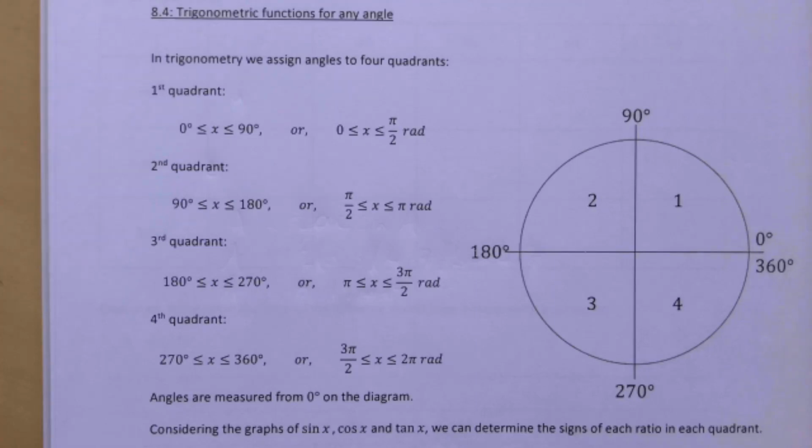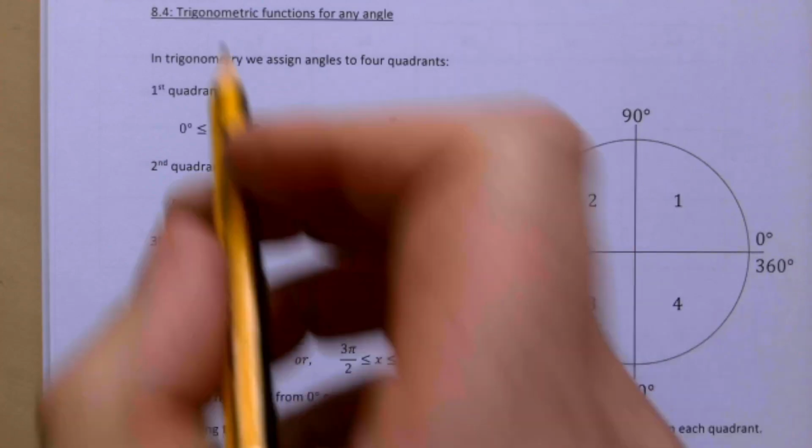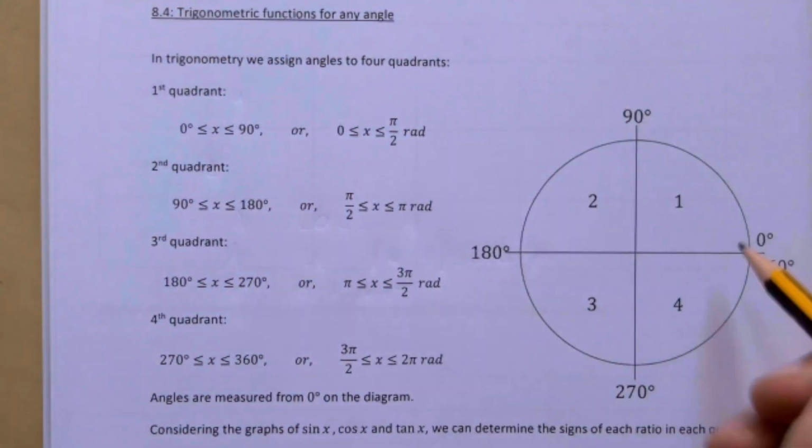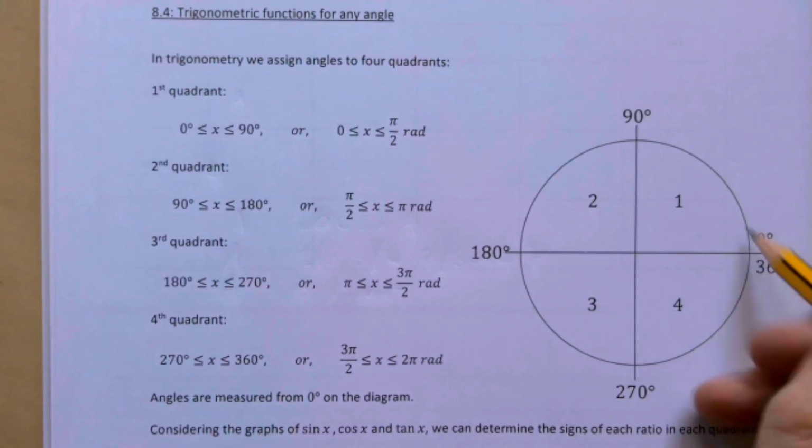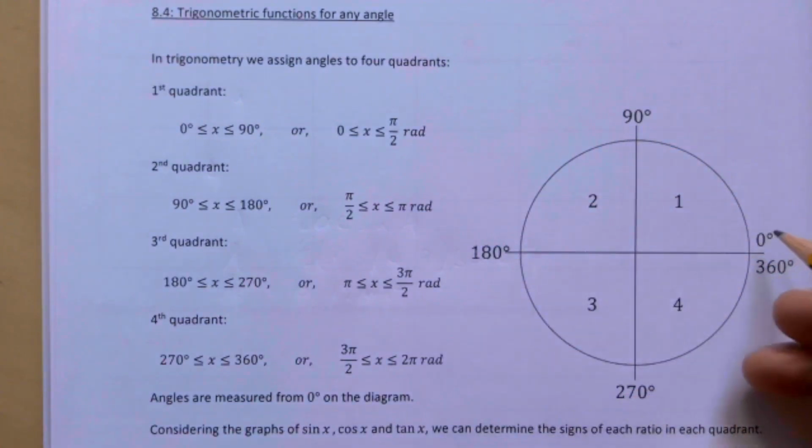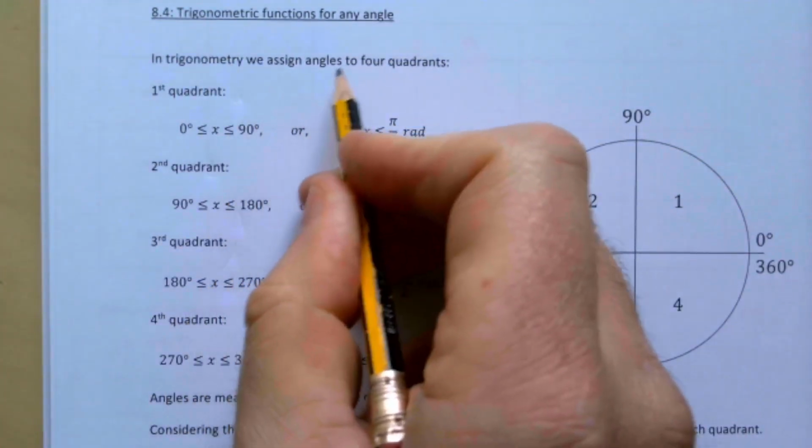This is ASPure notes. We're on Unit 8, which is trigonometry, and we're taking a look at trigonometric functions for any angle. So we're dealing with the CAST diagram here, going from 0 all the way around to 360. In trigonometry, we assign angles to the 4 quadrants.